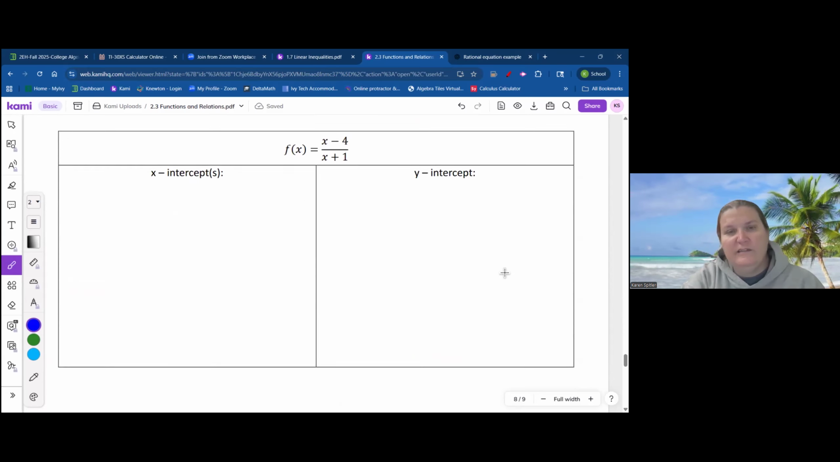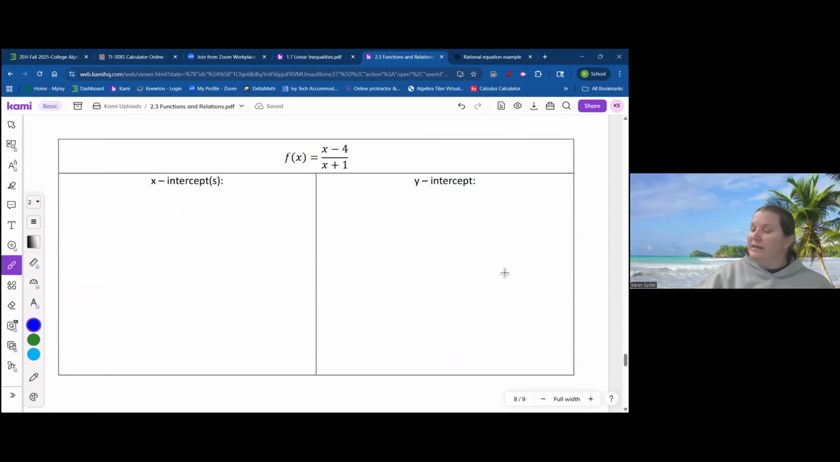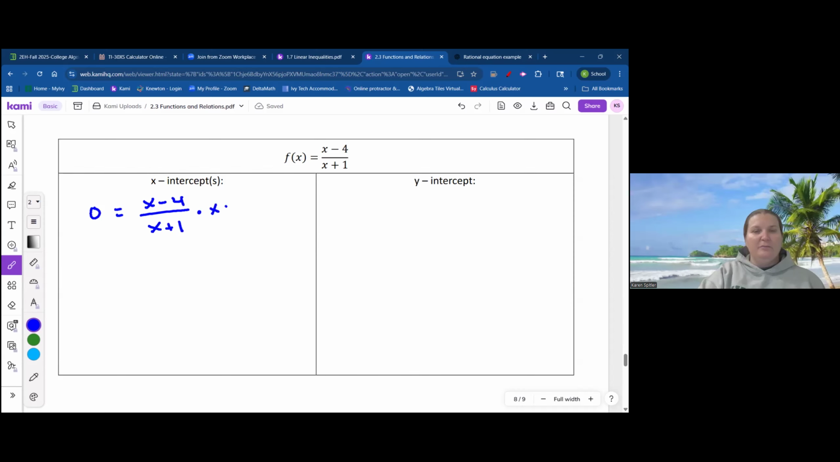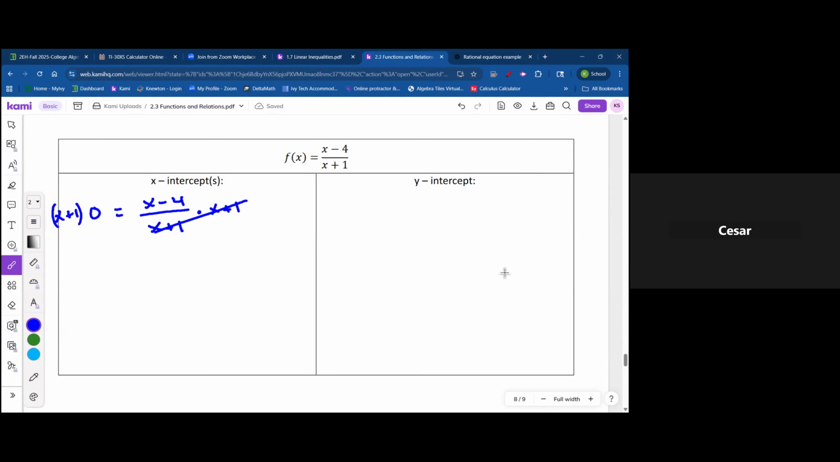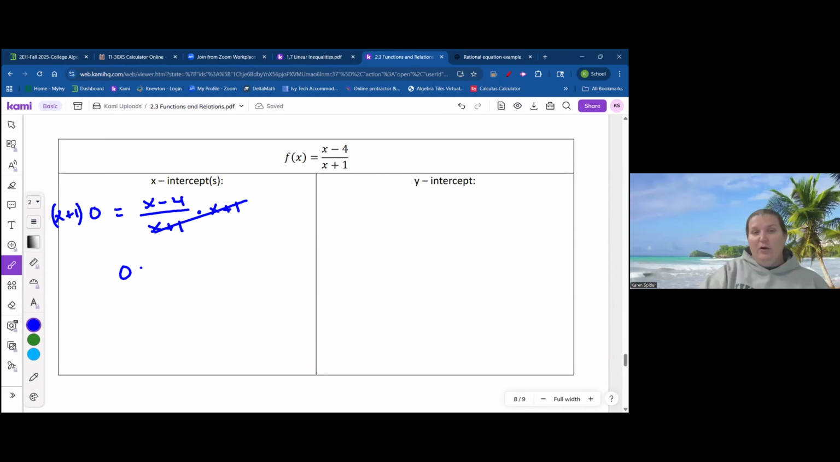Okay. Let's skip down here to the rational ones. We will have to do these later in the unit or later in the semester, term, whatever you want to call it. Okay. X-intercept is when y is 0. So 0 is equal to x minus 4 over x plus 1. If you multiply by x plus 1 to get rid of your fraction, what's 0 times x plus 1? 0, right? So it's 0 is equal to x minus 4. Add 4. 4 is equal to x. So in this case, my x-intercept is (4, 0).